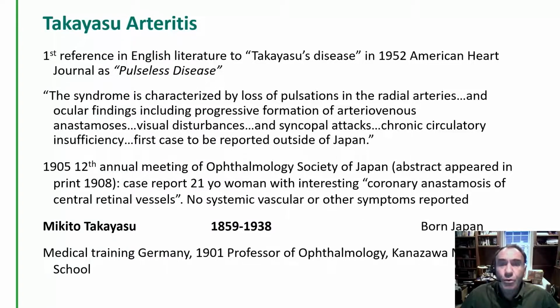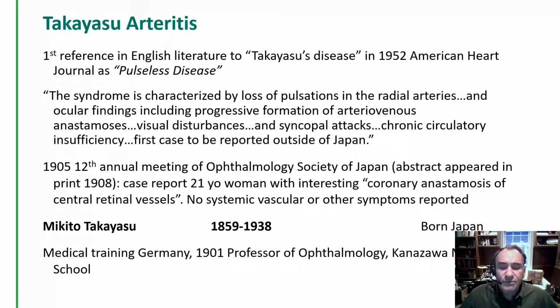So this case report, presented verbally in 1905, was about a 21-year-old woman who, from his ophthalmologic standpoint, had an interesting, quote, coronary anastomosis of central retinal vessels. It's quite interesting that that case report did not have any description of any other symptoms or systemic vascular symptoms. So it was not until later that people pulled these together that his name was attached to it.